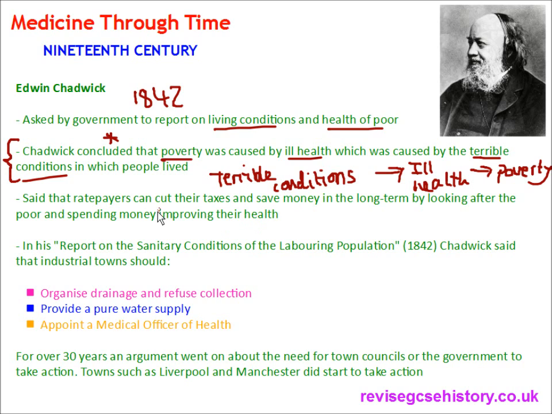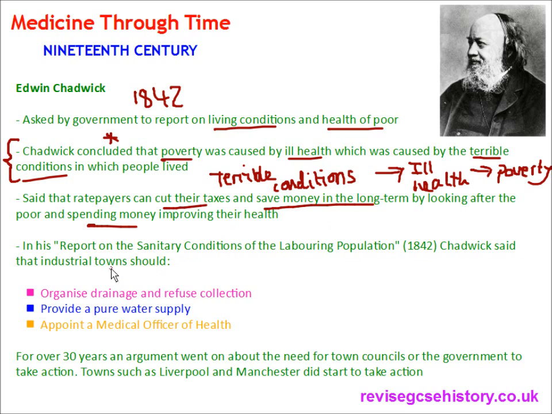He said that ratepayers can actually cut their taxes and save money in the long run by looking after the poor and spending money on improving their health. So basically, it would be economically better if ratepayers actually paid for improvements and improved the health of the poor, as it would cost them less money.